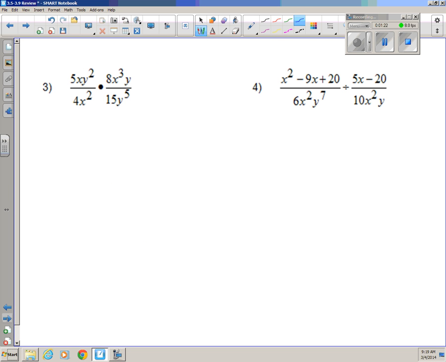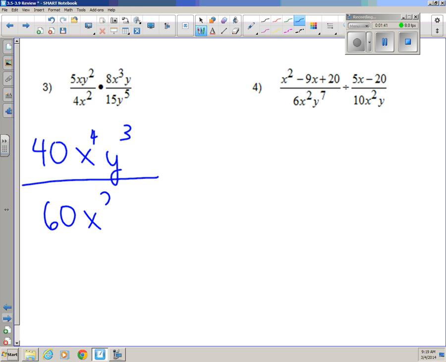Number 3, you're multiplying now. You're not just simplifying, you're multiplying. And you're multiplying two fractions that are both made up of monomials. Multiply straight across the top. 5 times 8 is 40. X's total to 4. Y's total to 3. 4 times 15 is 60. X's total to 2. Y's total to 5.